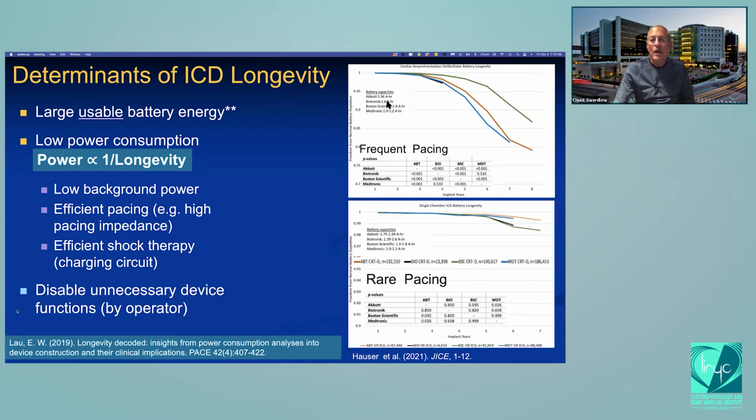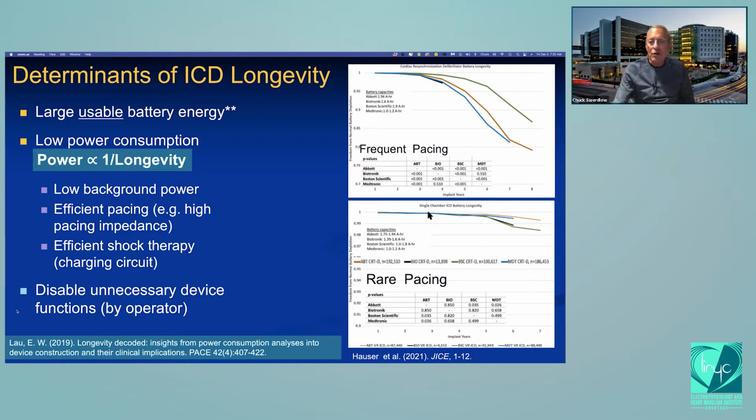Well, first of all, if you pace a lot, what matters is battery capacity. This has been true for the last 7 or 8 years. The green one is the company with the largest battery, almost 2 amp hours. The blue one is the company with the smallest battery capacity. And guess what? Longevity, if you pace a lot, and that's a cardiac resynchronization device, pacing 3 chambers, or at least 2 chambers all the time, depends on battery capacity.